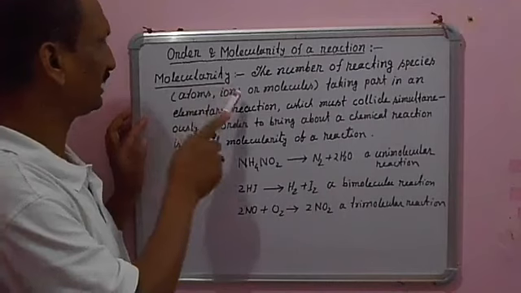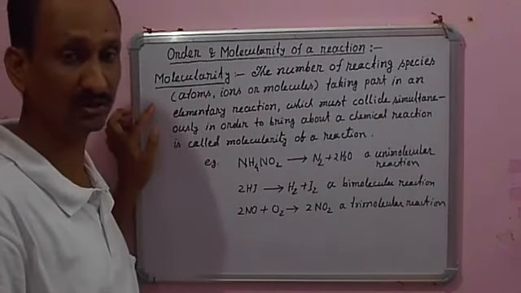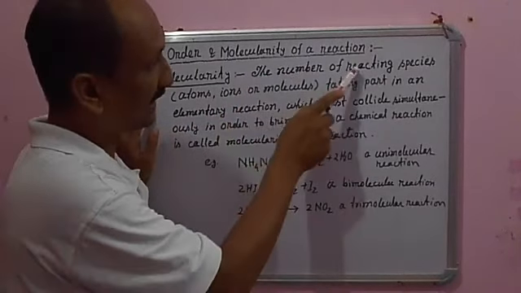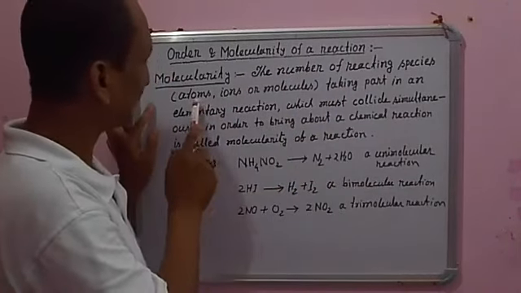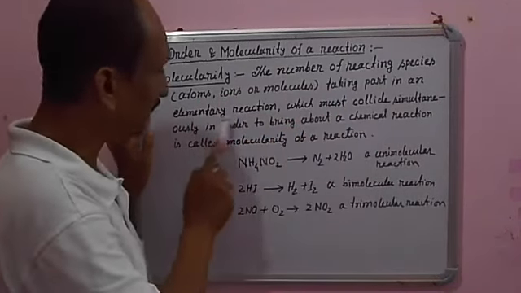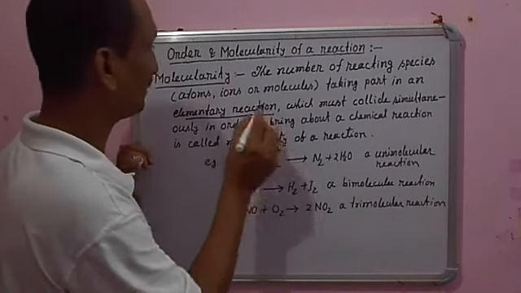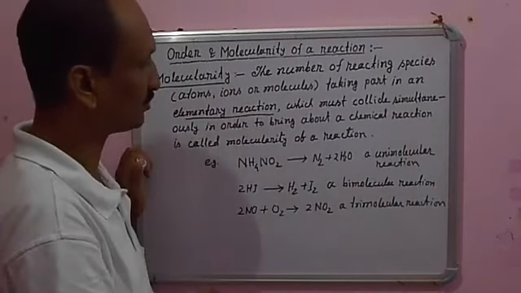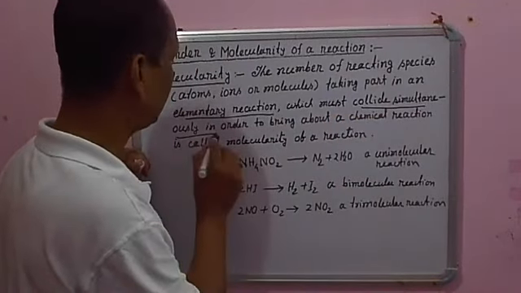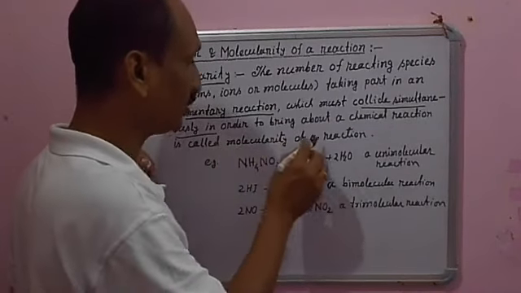So how is molecularity defined? Molecularity is a concept of elementary reaction, you remember. So molecularity, the number of reacting species, that is atoms, ions or molecules, taking part in an elementary reaction, which must collide simultaneously in order to bring about a chemical reaction, is called molecularity of a reaction.